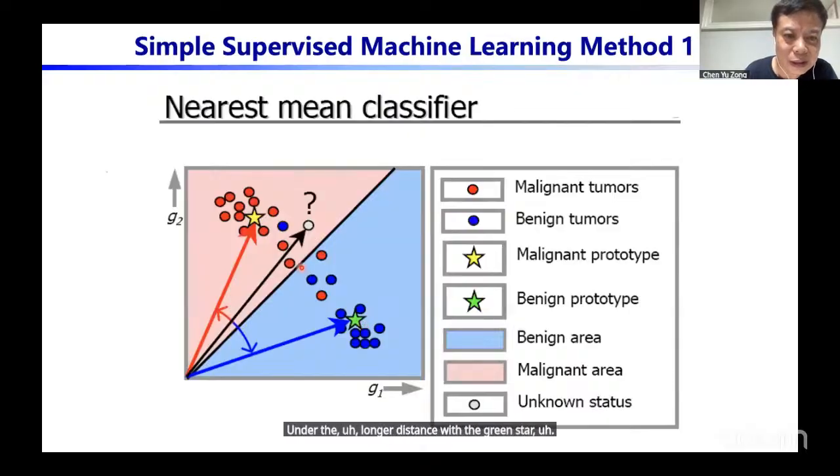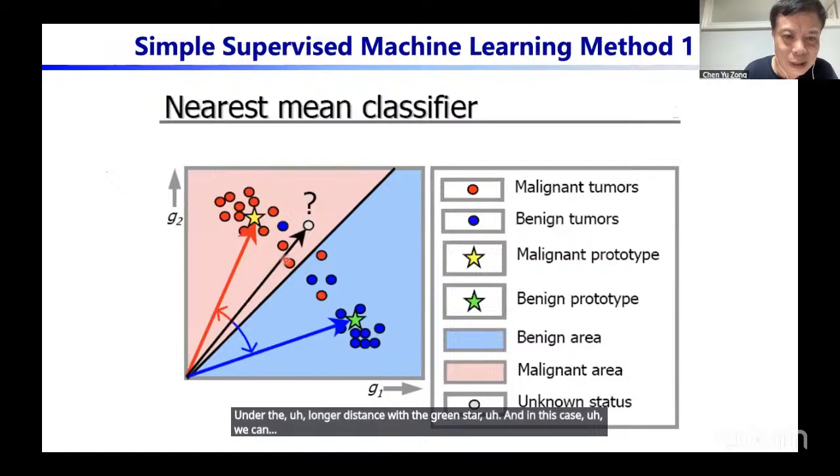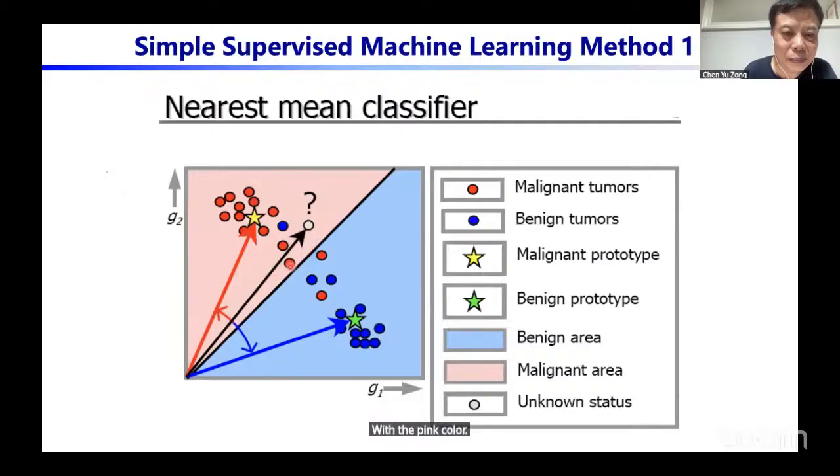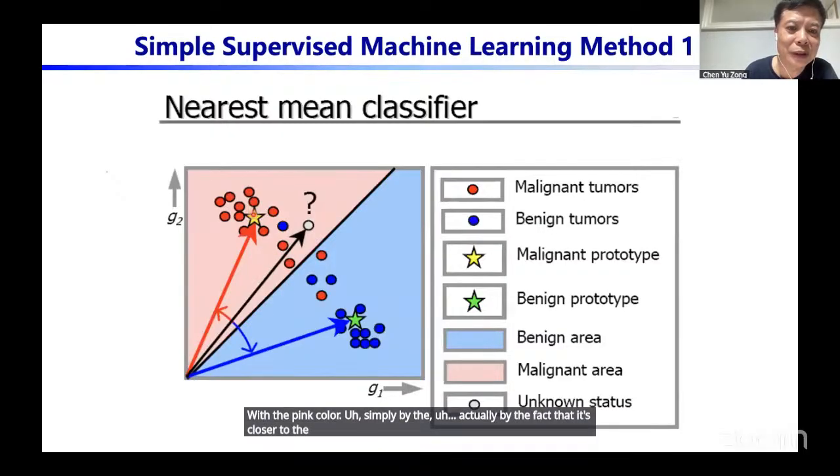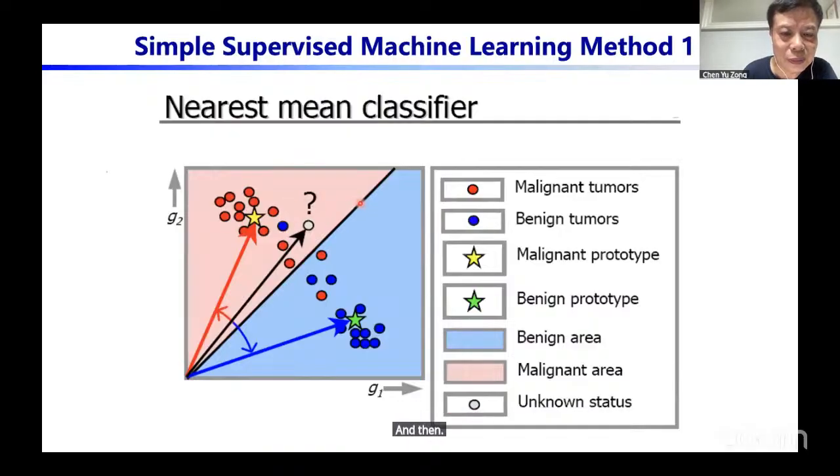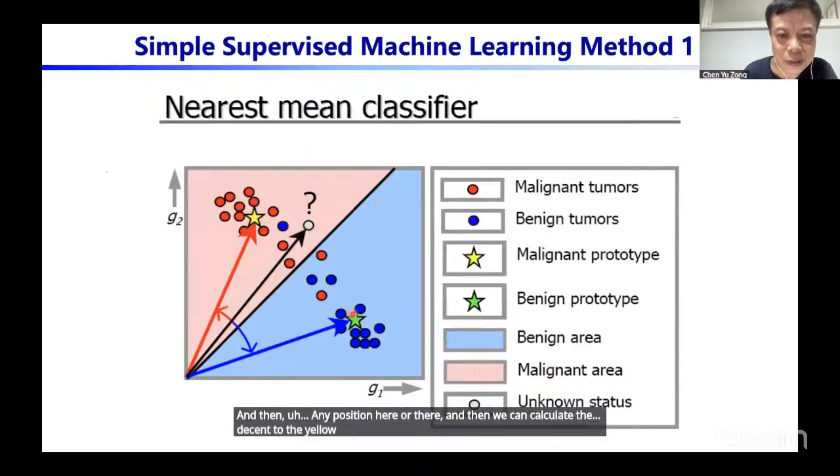And in this case, we can color the position pink simply by the fact that it's closer to the yellow star. We can start with any position, here or there, and then calculate the distance to the yellow and to the green star, and then color the position based on which star it is closer to.